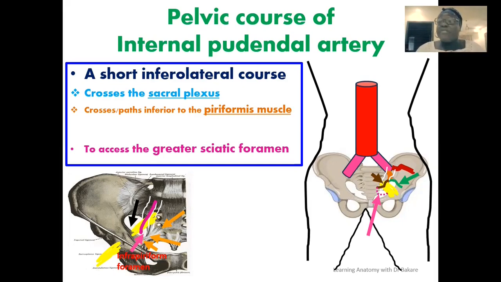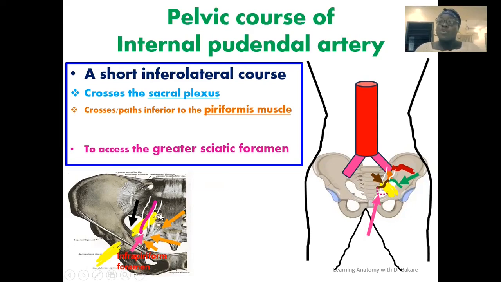So you have the infrapiriform foramen and also the suprapiriform foramen here above. The internal pudendal artery is directed specifically through the infrapiriform foramen, and this is where it will be exiting the pelvic cavity. So this is the dramatic event that the internal pudendal artery exhibits within the pelvic cavity.